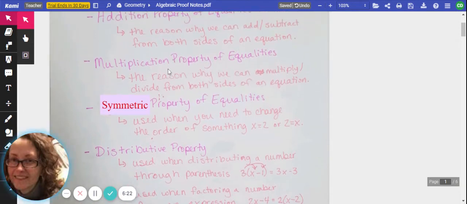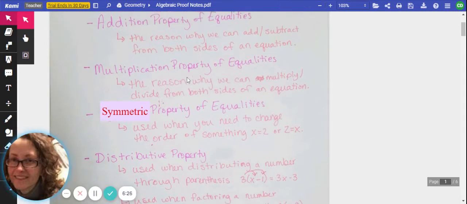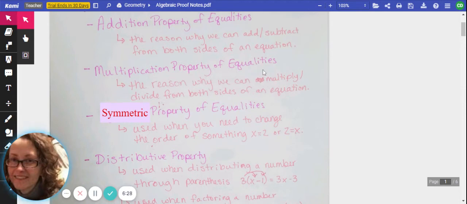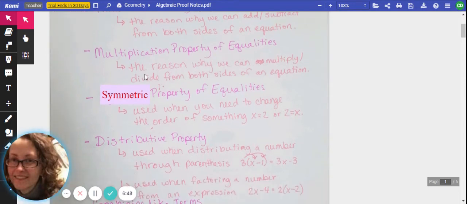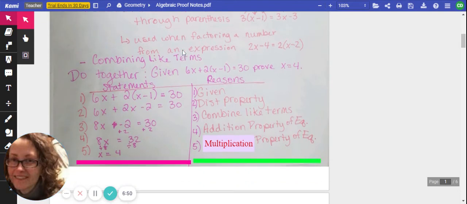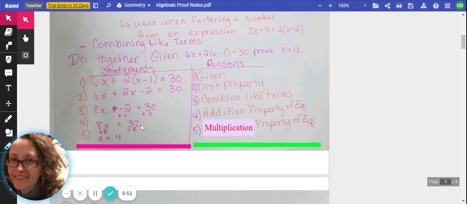Basically, I can multiply by a fraction, which would be the same as dividing by a whole number. So this one property covers both of those. Same thing with the addition. I would use the addition property of equalities for both addition and subtraction, because I could technically be adding a negative number, so I don't need 2 different properties for the addition, and I don't need 2 for the multiplication. So this is what my proof looks like in the end.